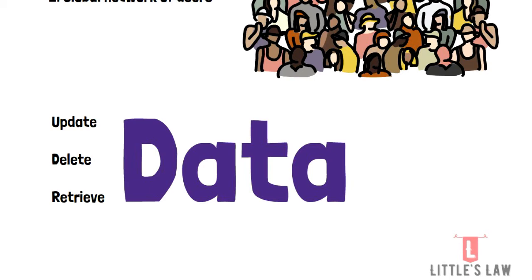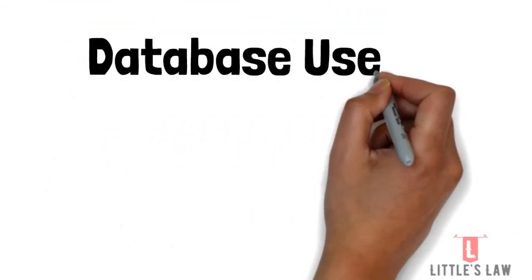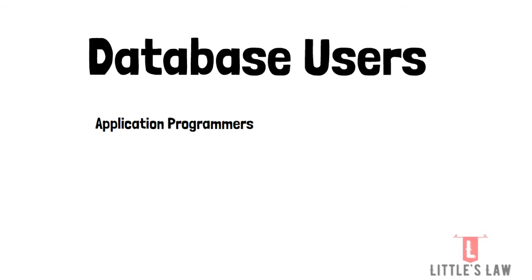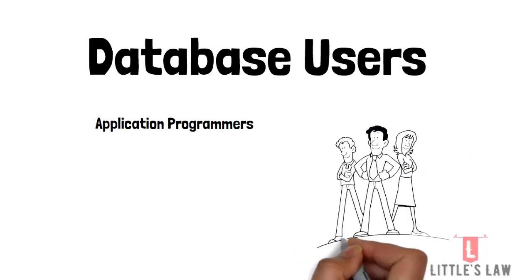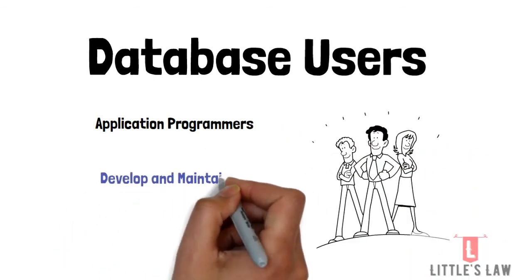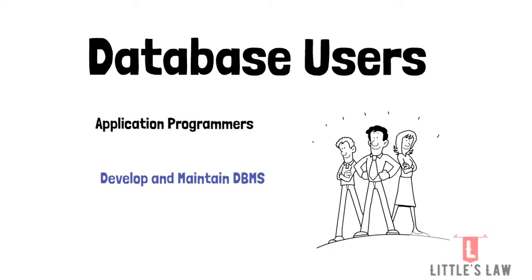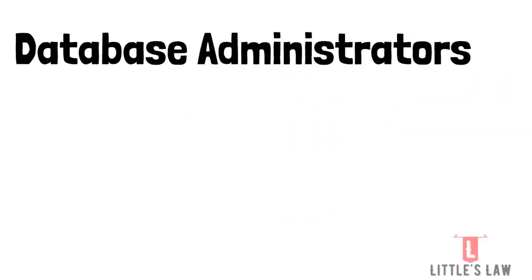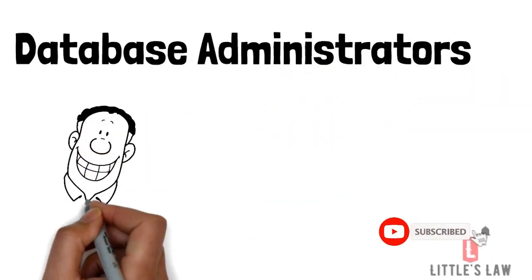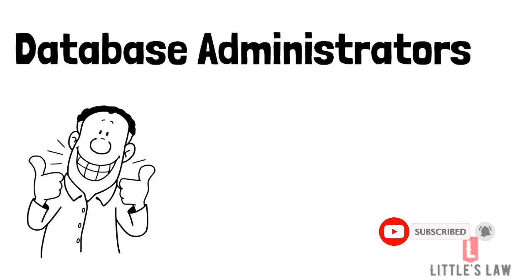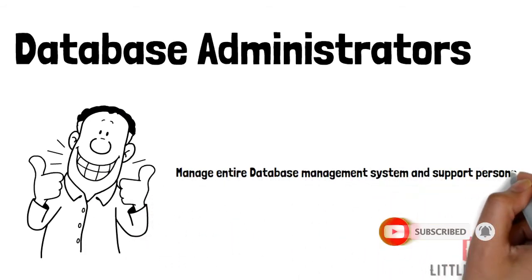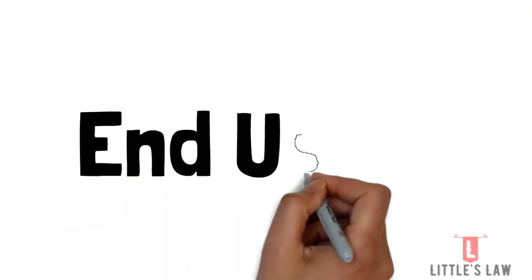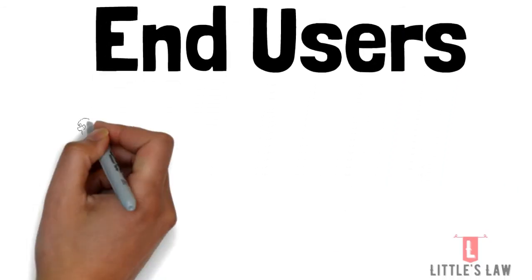So these database users, there are three different types of database users. First, the application programmers, who develop, craft and maintain the database management system. The second set of users are the database administrators, who we call DBAs, who manage the entire database management system, and the support personnel. And finally, the end users like us, who are the individuals engaging with the database management system.